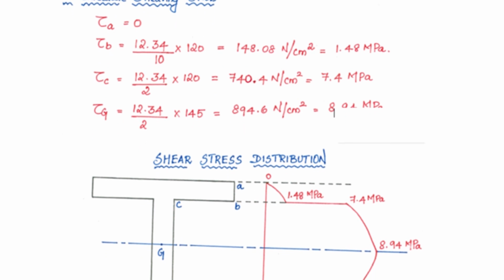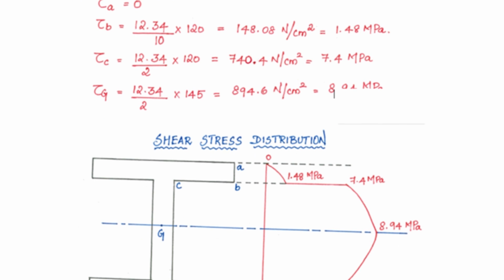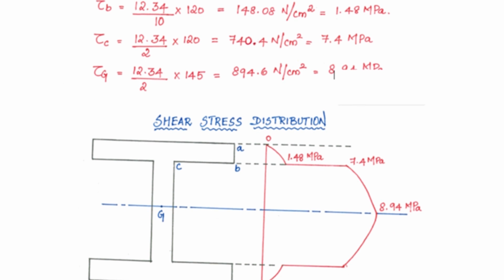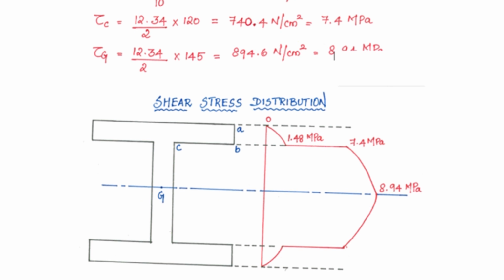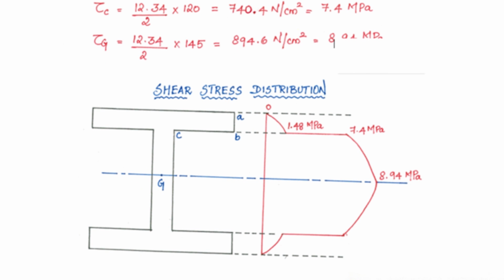To calculate the shearing stress, once you note the Q value, tau at A can be calculated using the relation: tau at A equals 0, then tau at B equals 12.34 by 10, where 10 is nothing but the width, or thickness, into 120, it will be 1.48 MPa. Then tau at C is 12.34 into 120 by 2. There is a small difference between B and C, only the width is changing. Point B corresponds to the bottom of the top flange, and point C corresponds to the top of the web.